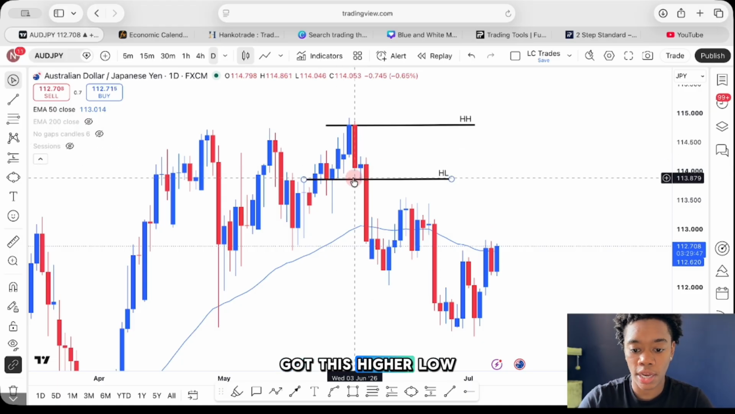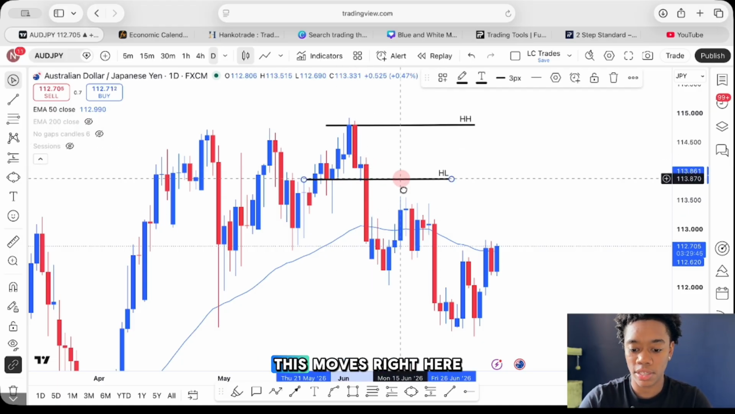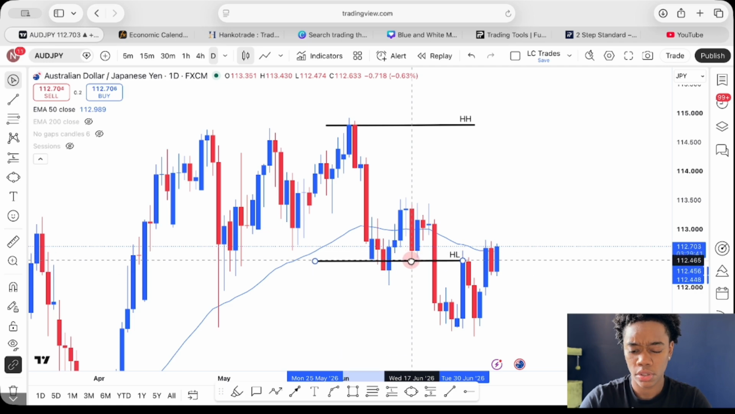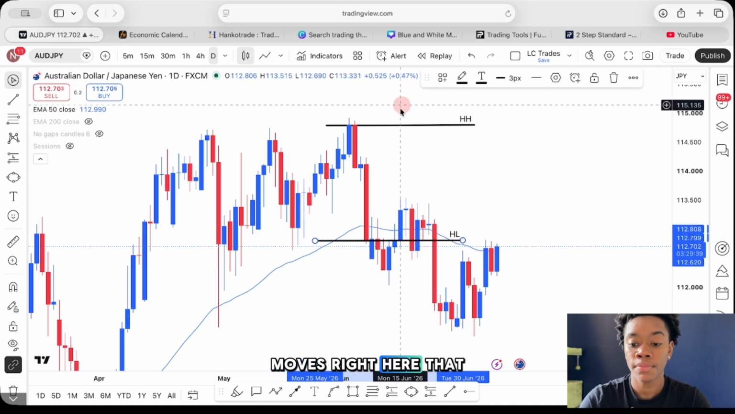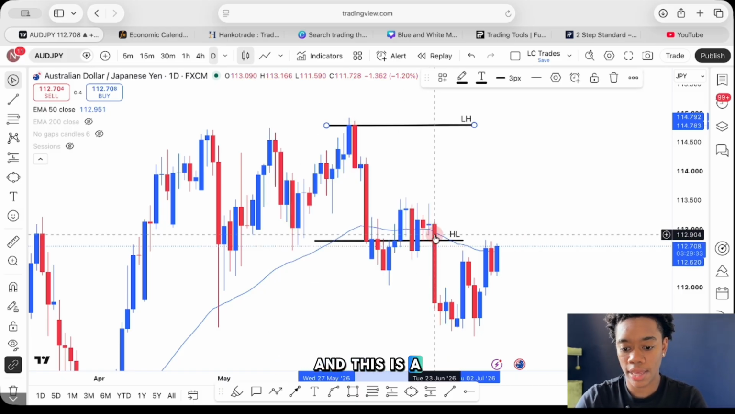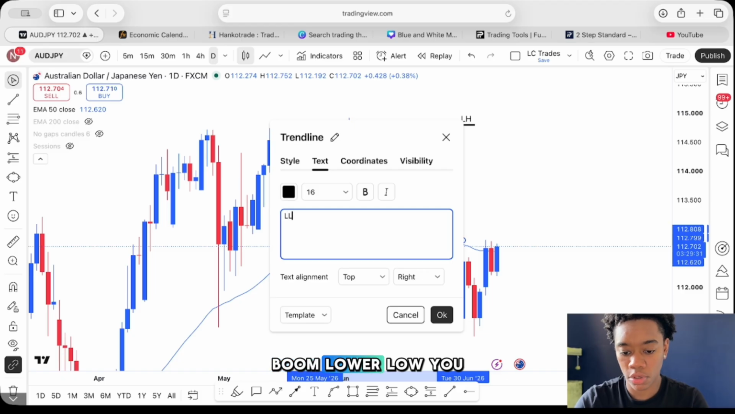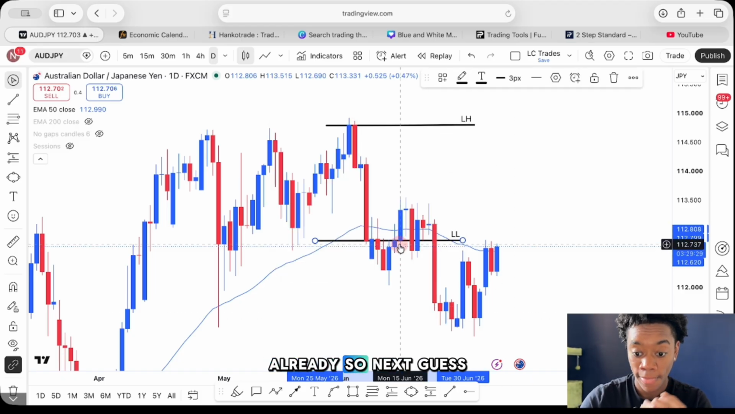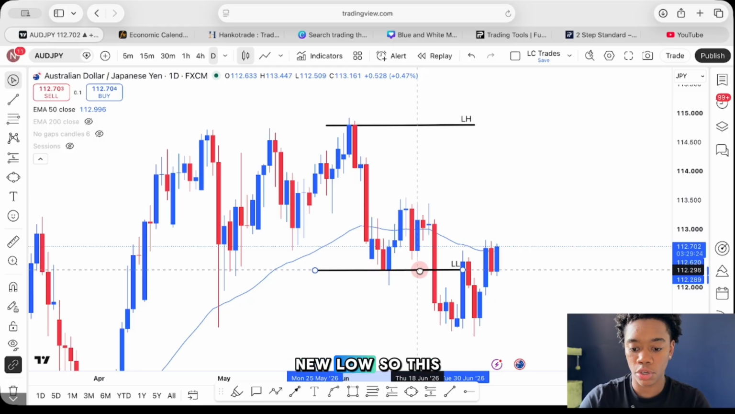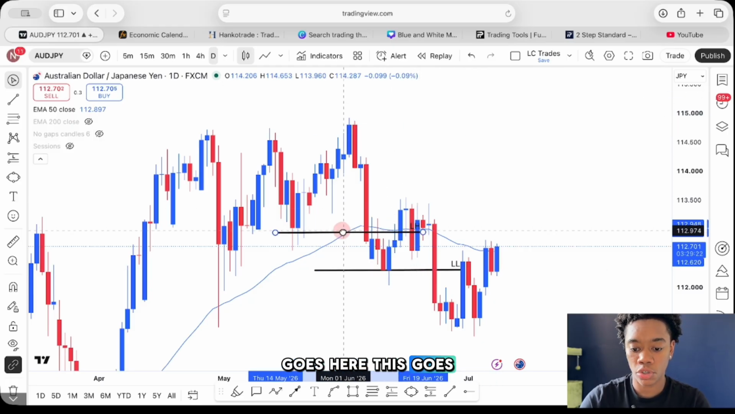This higher low got broken by this candle. That means that this moves right here. No, actually, it moves right here. That one stays there. So now there's a lower high. And this is a lower low. Next, the lower low gets broken again. We're making a new low. So this goes here. This goes here.